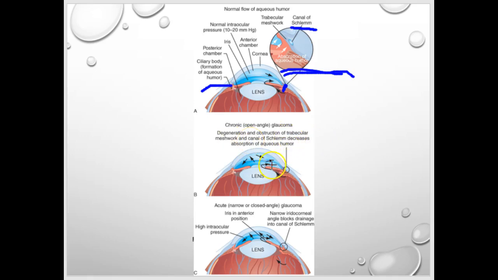So the canal of Schlemm decreases its absorption of the aqueous humor in this chronic or open angle glaucoma, and in the acute, it gets blocked. So with a chronic, it's a slow blockage of this canal, as opposed to acute, where you've got that trauma somewhat to the eye in that region, and it causes a real high intraocular pressure. The other thing with chronic, because it's slow going, it's not going to be as high as this acute.